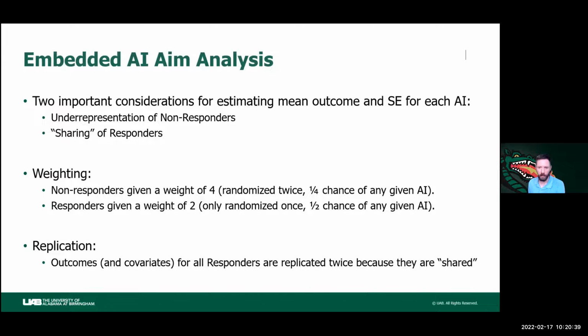To address the issue of shared responders across AIs, it is necessary to replicate the outcomes for all responders twice in the data set prior to analysis. Once you've done this, though, you can just, again, use standard methods for comparing two different embedded AIs. It's just that the magic, so to speak, is really in being able to estimate those mean outcomes and standard errors.